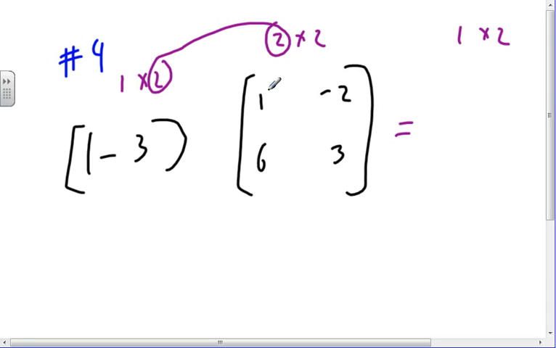First row, first column: 1 minus 18 is minus 17. Minus 2, minus 9 more, minus 11. That's all there is. There ain't no more.